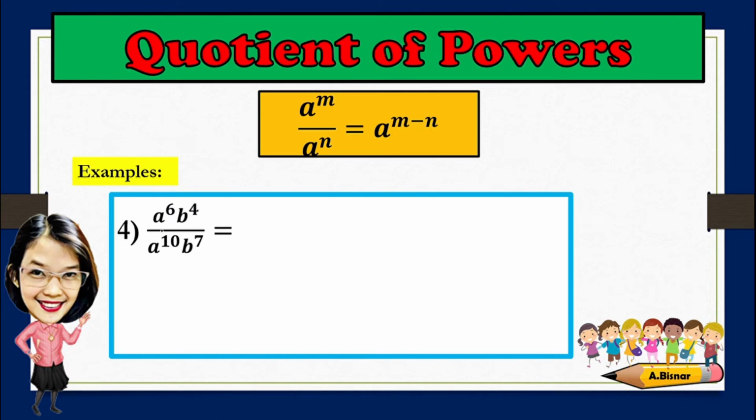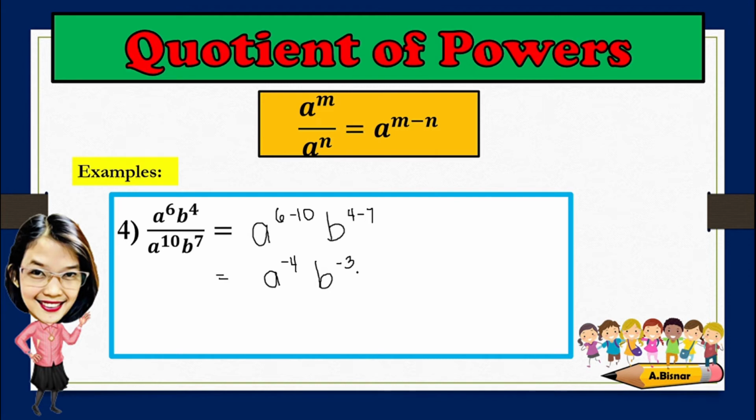Another, say we have a^6 b^4 over a^10 b^7. So we will have a raised to 6 minus 10, then b raised to 4 minus 7. 6 minus 10 is negative 4, and 4 minus 7 is negative 3. As you observe, their exponents are both negative.